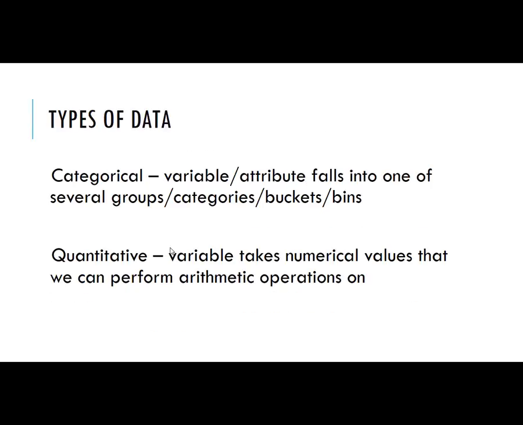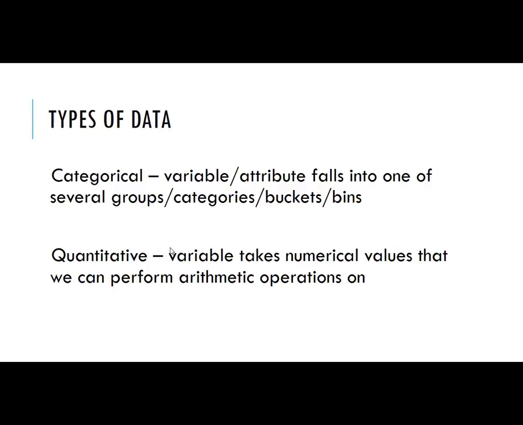There are two types of data that we alluded to earlier. There's categorical. The variable falls into one of several groups or categories, or a lot of times I use the word bucket or bin, right? So it falls into one of several. If we do eye color, it can only fall into a handful of actual options: blue, green, hazel, brown, gray.